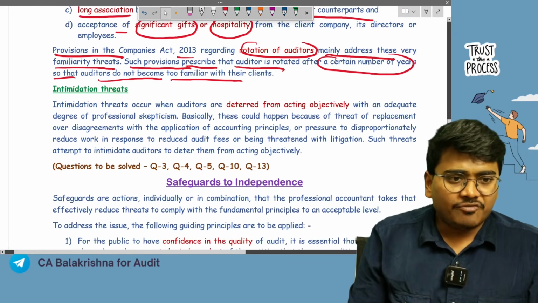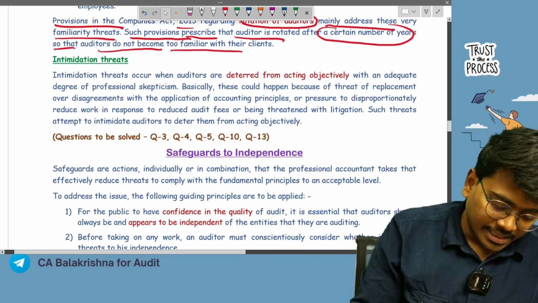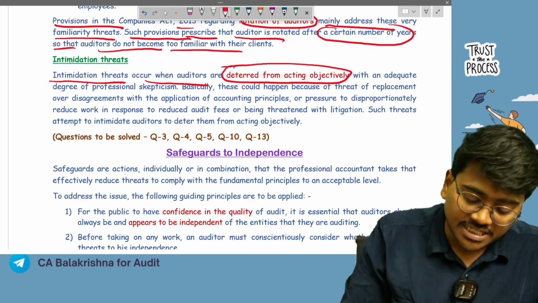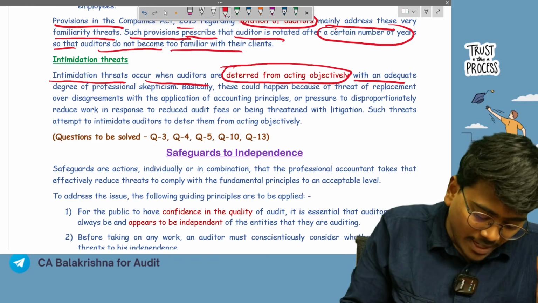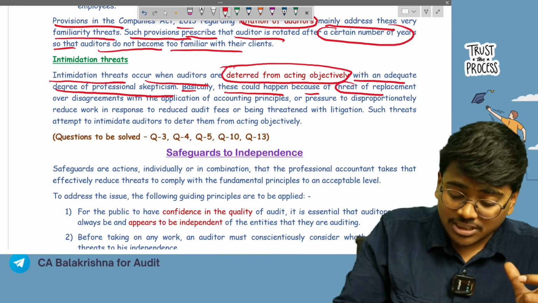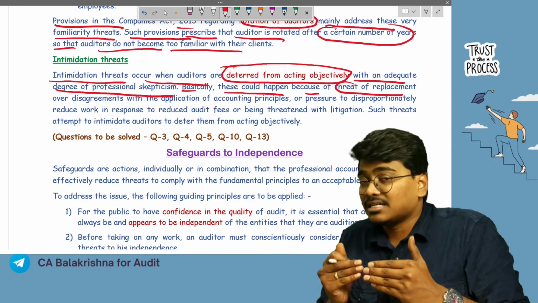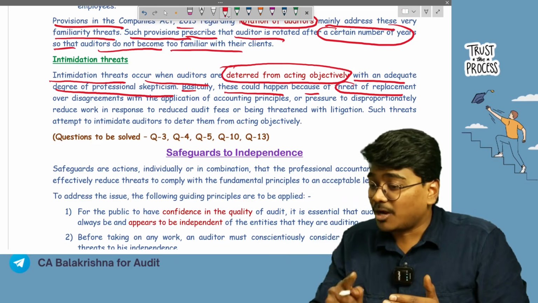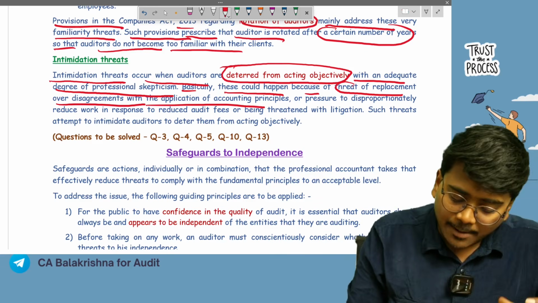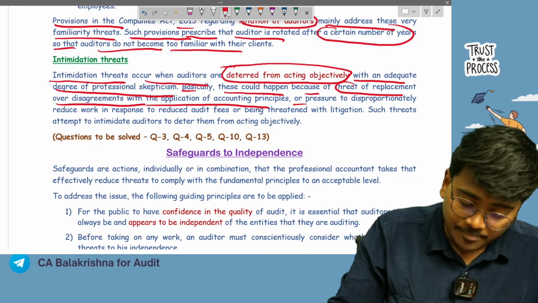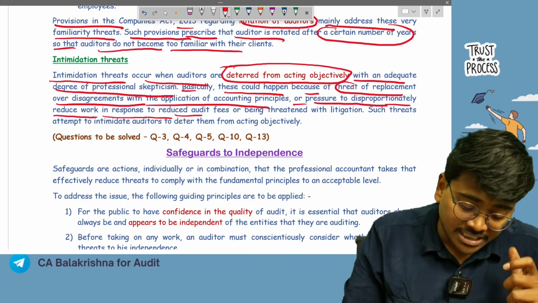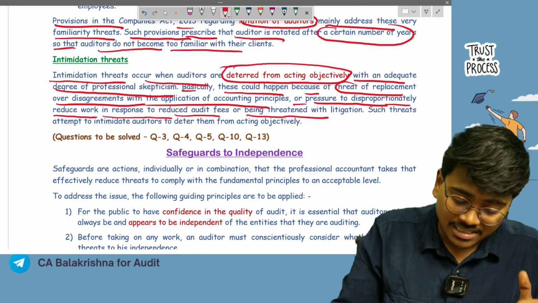Next, the final one, intimidation threat. Intimidation threat occurs when auditors are deterred from acting objectively with an adequate degree of professional skepticism. Basically, these could happen because of threat of replacement. Okay, the client is threatening the auditor that I will replace you, I will appoint some other auditor in your place. Okay, this is a kind of intimidation threat. Over disagreements with the application of accounting principles, or pressure to disproportionately reduce work in response to reduced audit fee, or being threatened with litigation.